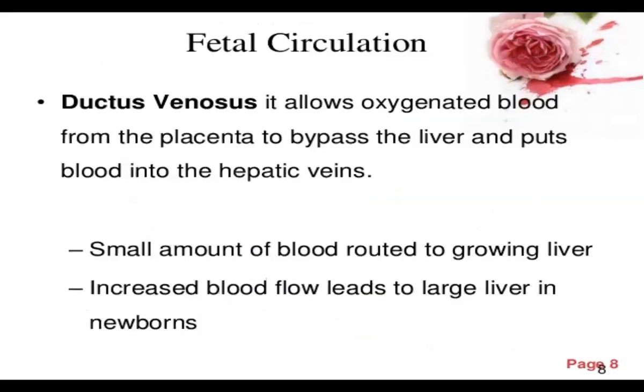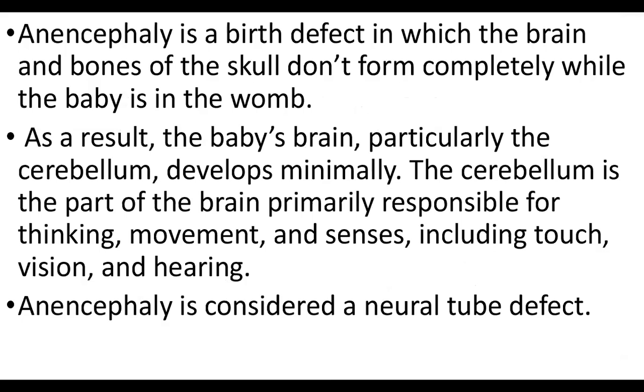And the ductus venosus allows the oxygenated blood from the placenta to bypass the liver and puts blood into the hepatic veins. The small amount of blood routed to the growing liver, with increased blood flow, leads to the large liver in newborns. That is the characteristics of the fetal circulation.